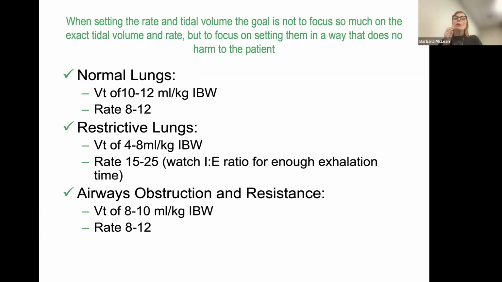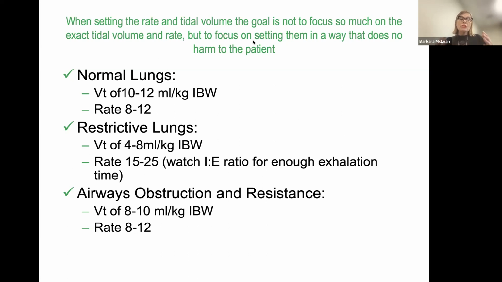Okay, so always really important that we're never going to be that concerned about an exact tidal volume and a rate. We just want to set this so it doesn't harm our patients. So again, if we look at normal lungs, we move much more tidal volume. We move more tidal volume in our breathing than our critical patients do.